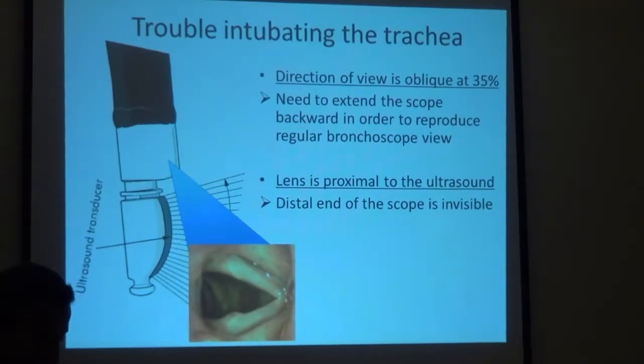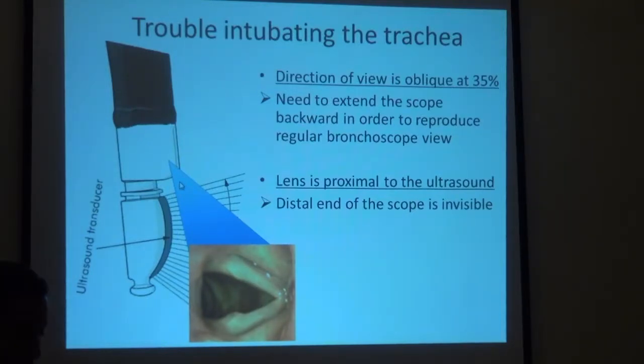Instead, the optics are not at the tip. They're here on the side. And they go at an angle. This angle varies between manufacturers, similar to what Dr. Ashraf said. It's about 30 degrees, 50 degrees with Pentax, about 30 degrees with Olympus, and 10 degrees with Hitachi. Not Hitachi, sorry, Fuji. Keep saying Hitachi.